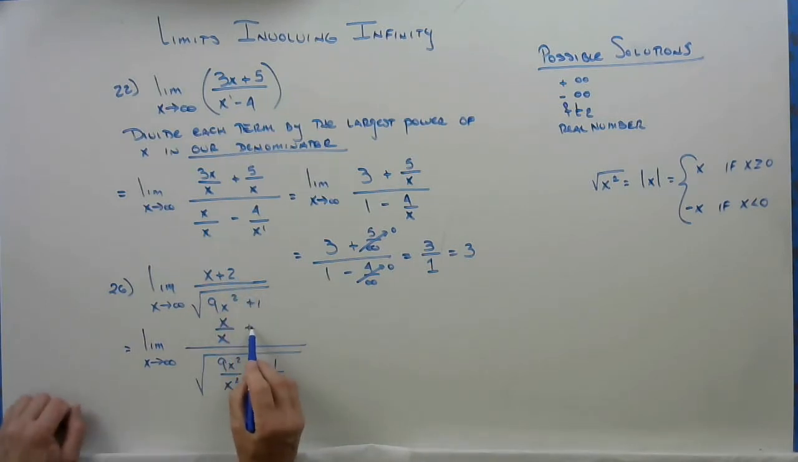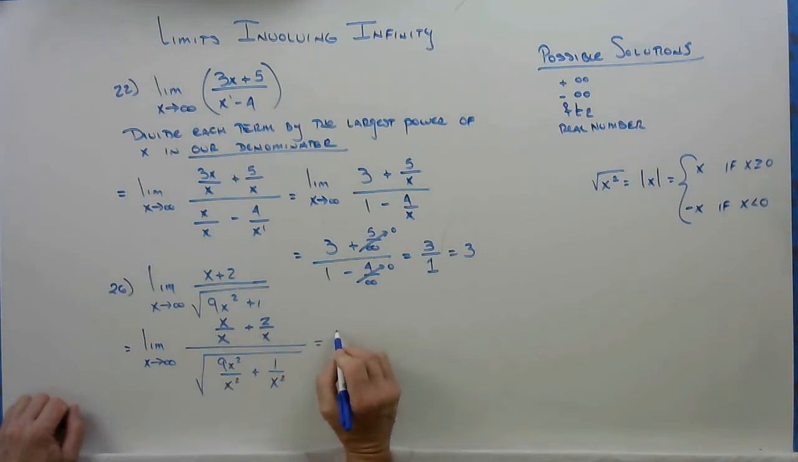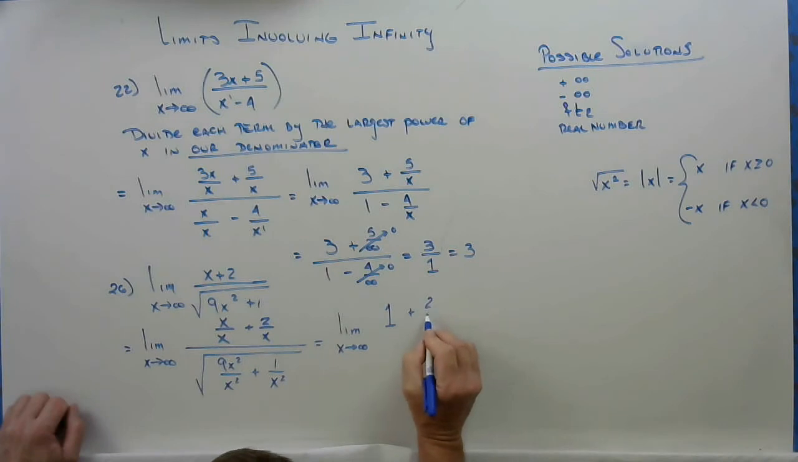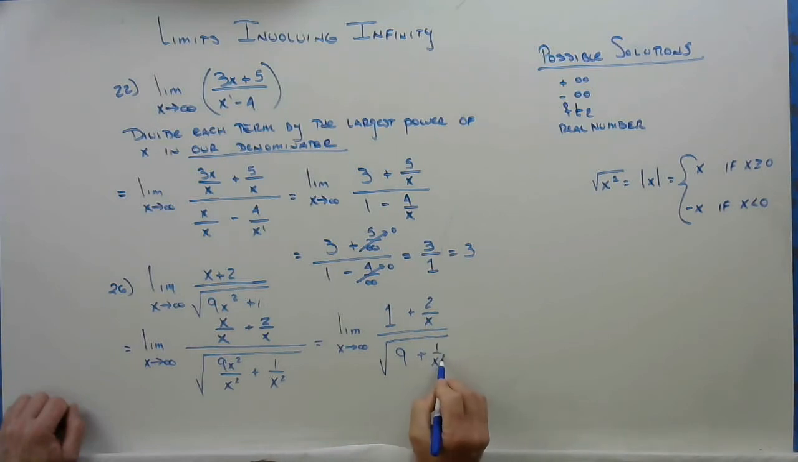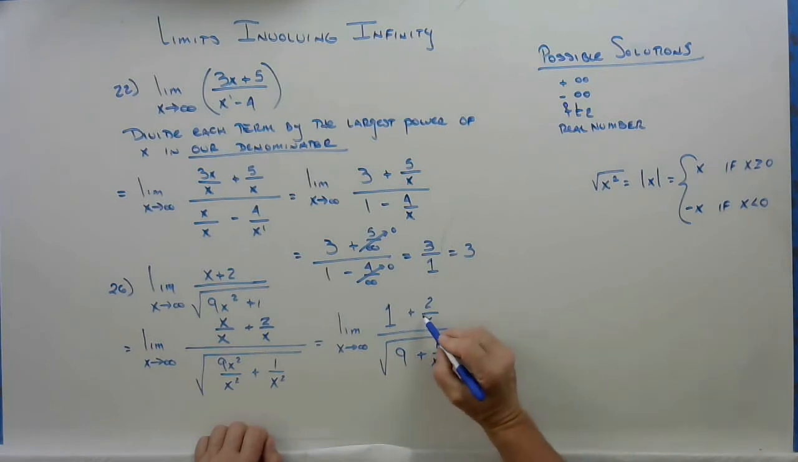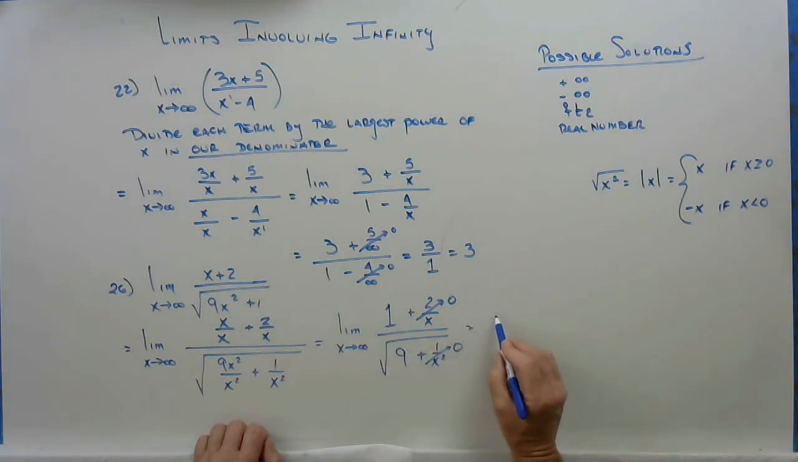Now I have plus 2. Again, I get to divide by positive x. When I simplify this, what do I get? I get the limit as x approaches infinity of 1 plus 2 over x divided by the square root of 9 plus 1 over x squared. And now we're ready to let x grow without bound. When x grows without bound here, we get 0. When x grows without bound in this term, we get 0. These are constants. I get 1 divided by the square root of 9, or I get 1/3.